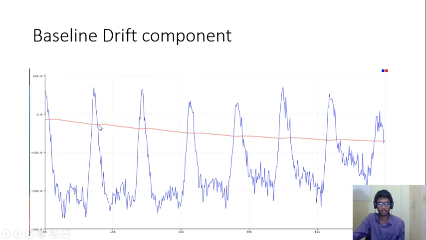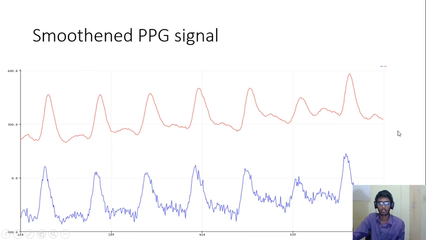Here is the baseline drift component that we took out by applying the moving average filter with the larger window size. Now we need to subtract this as well from the smoothened signal that has been obtained after high frequency noise cancellation. This is the final output that we get. Here you can see the message signal with high frequency noise and baseline drift component. And this is the final output, very much smoothened and very much ready to be used in real world applications.